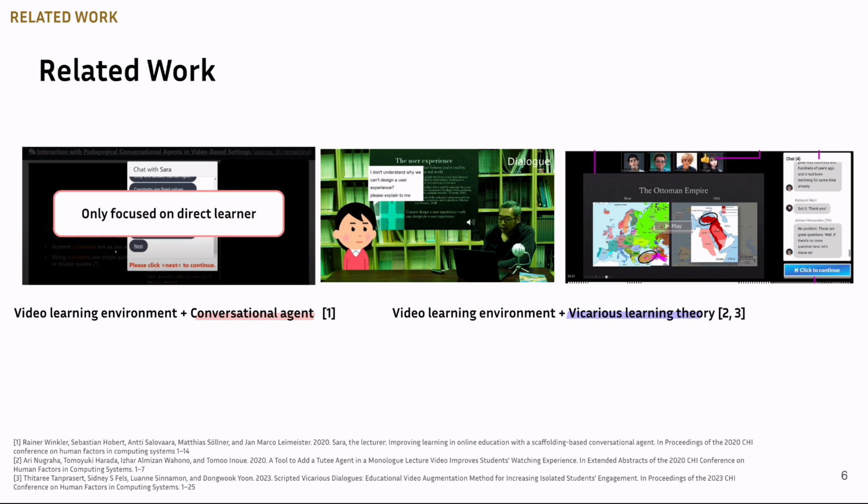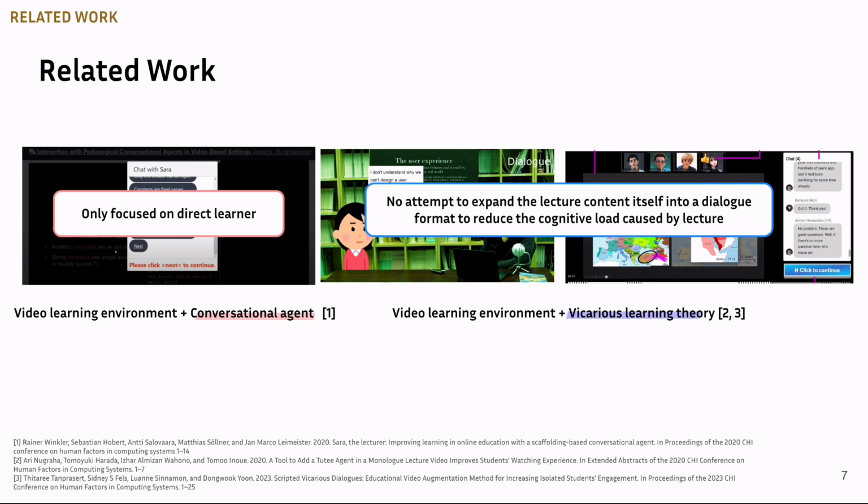Thus, several studies explored adding observable dialogue to video lectures. These approaches show promise in improving the limitations of the traditional online lecture format and satisfying the needs of vicarious learners. However, to reduce the cognitive load caused by lectures, which is a fundamental factor impairing online learners' participation and interest, it is important to expand existing lecture content in a more understandable dialogic format.